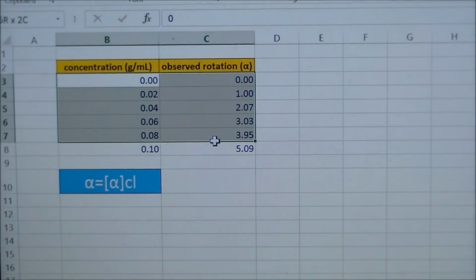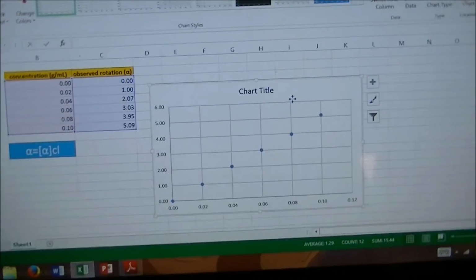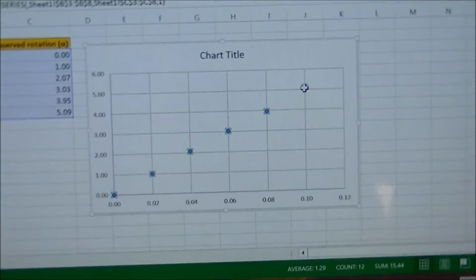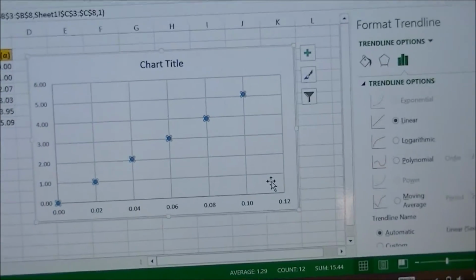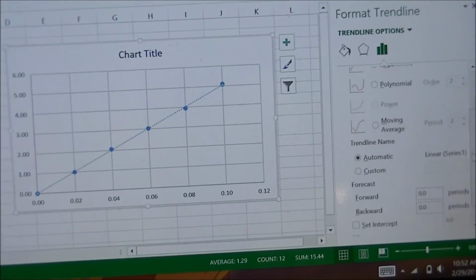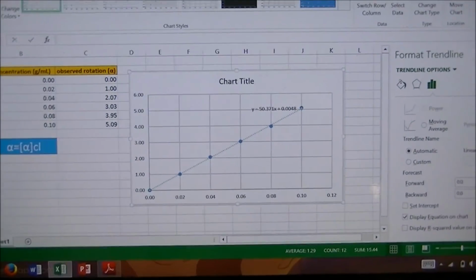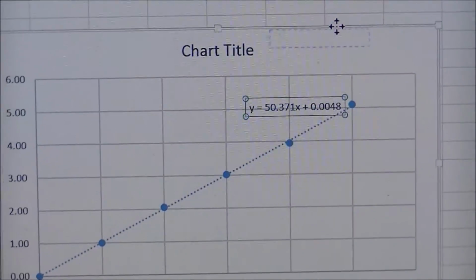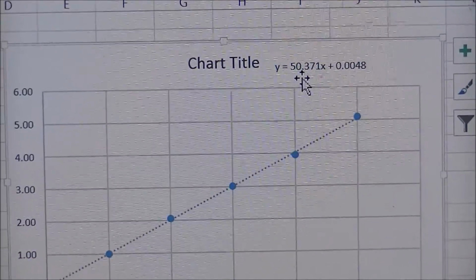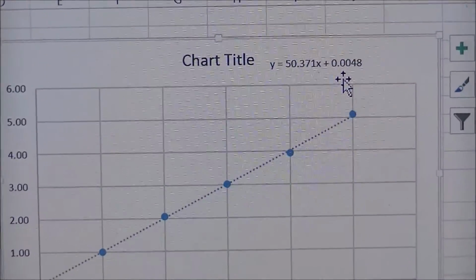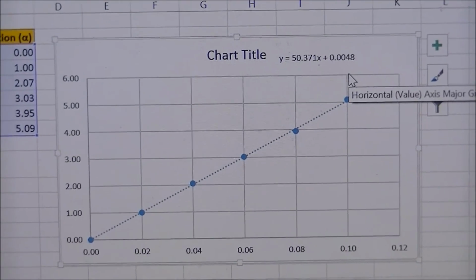So now we're going to create a graph. Okay, and we're going to add a trend line. And I'm going to display my equation so I can find the specific rotation for our data. Okay, so this equation tells us that we didn't have a perfect data set because we have a b, and ideally you don't want to have it, it's supposed to be 0.